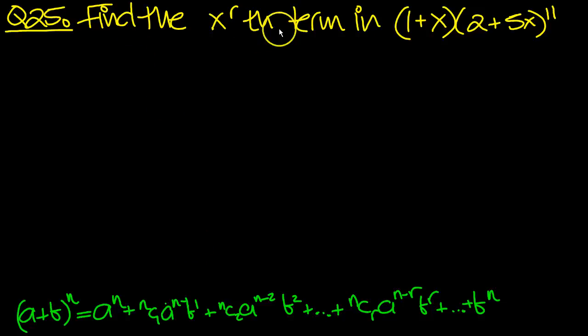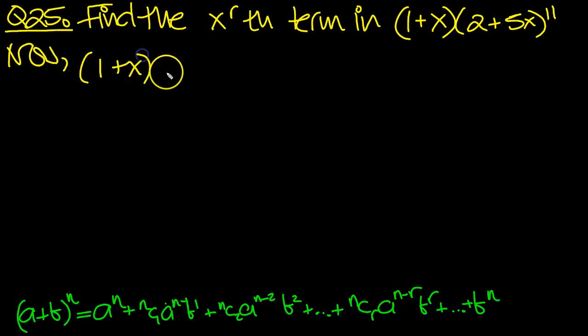Find the x to the rth term in the expansion of these brackets. So let's have a go at this then. Let's use the binomial theorem to write this in terms of powers of x. So we've got 1 plus x first of all here. Then the binomial theorem on this, n is 11, a is 2, b is 5.